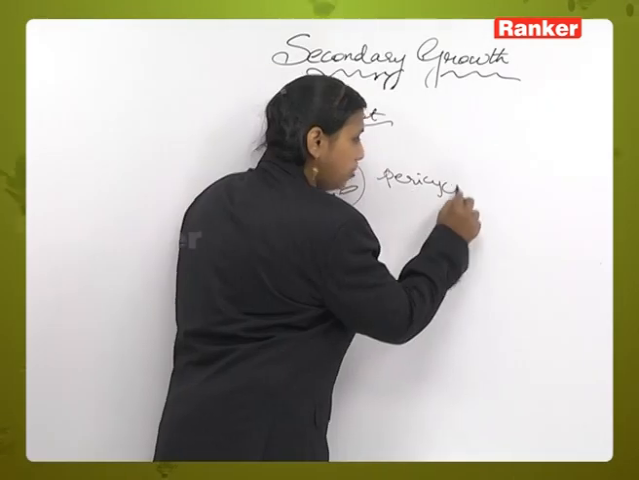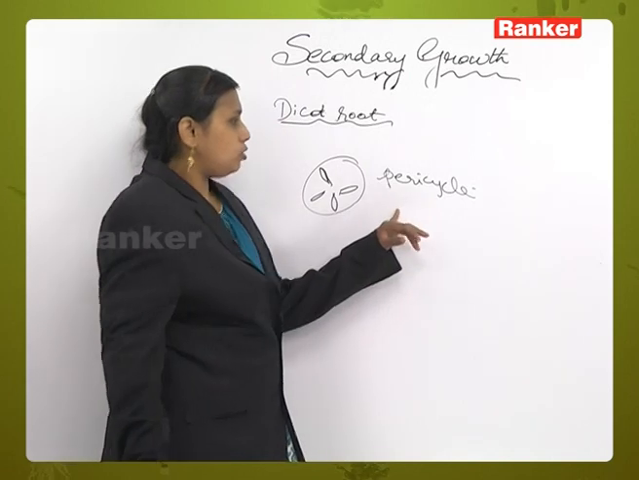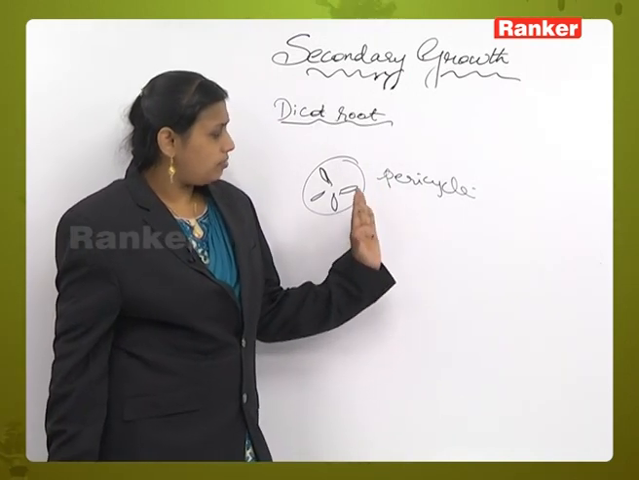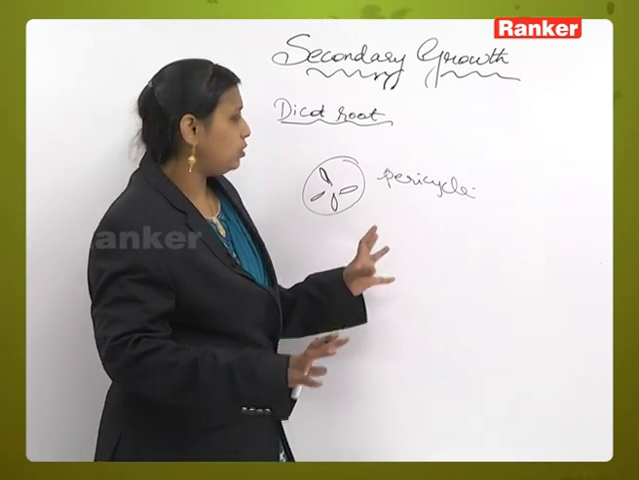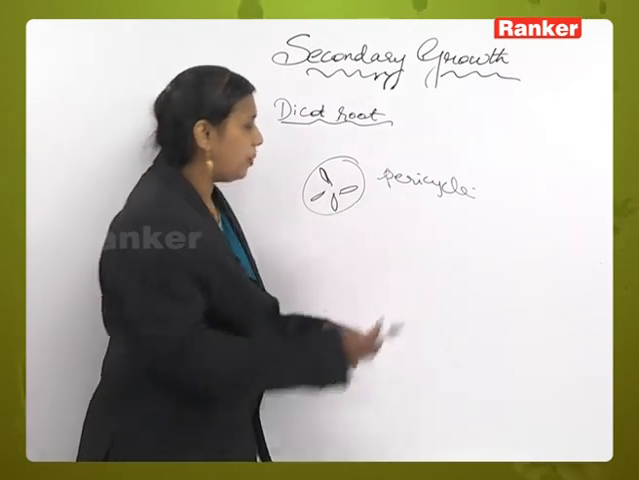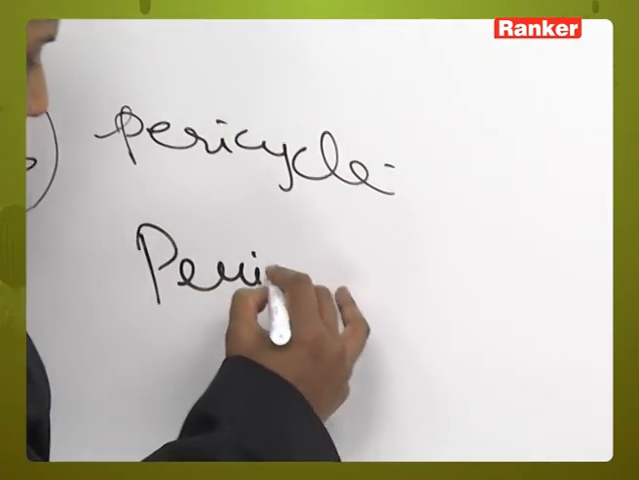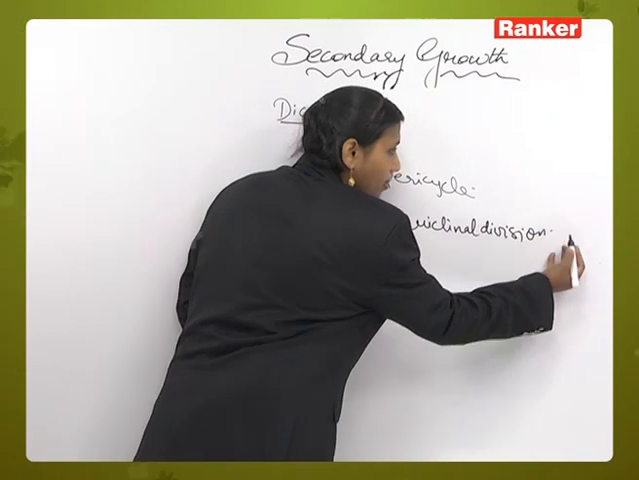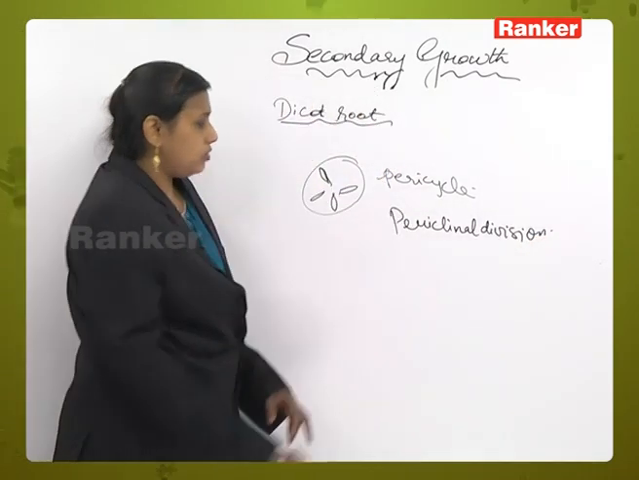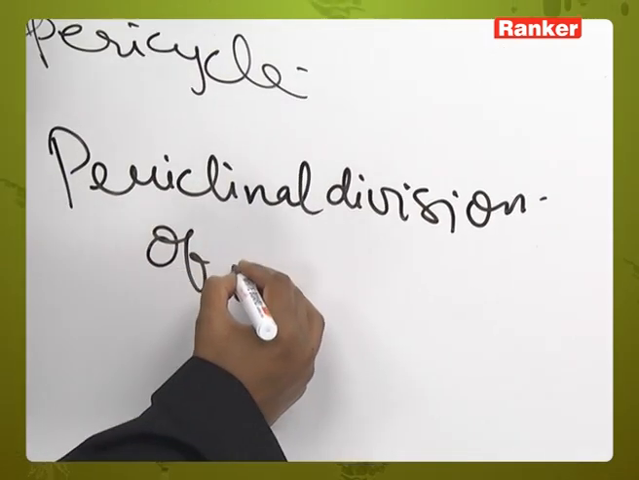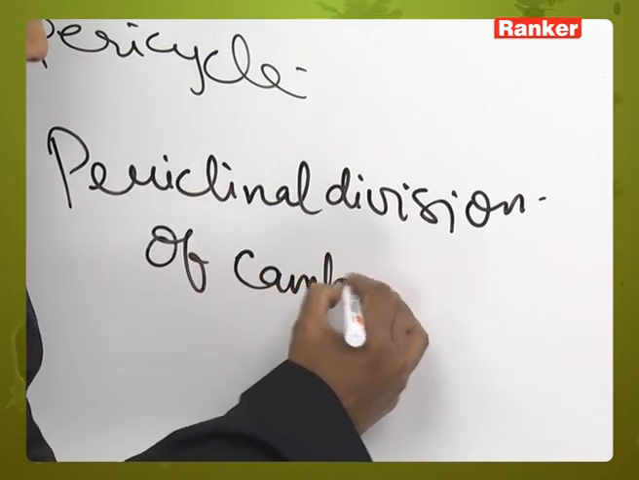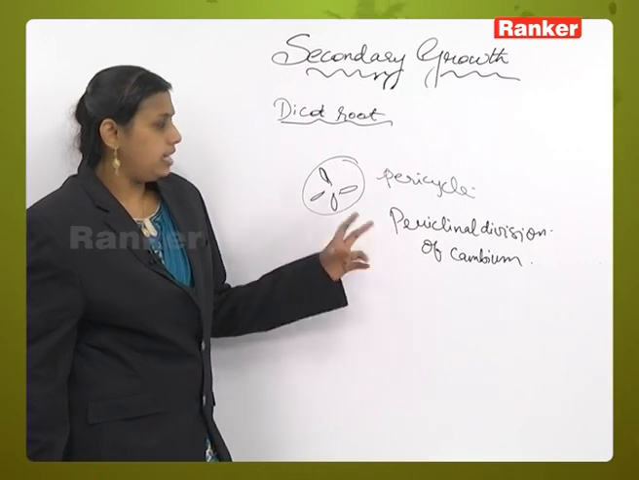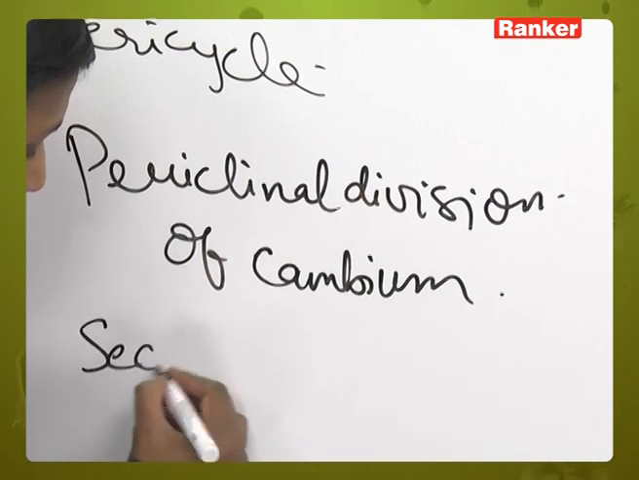Up to the pericycle they form, and the pericycle opposite to the primary xylem will undergo differentiation into the cambium. This cambial tissue undergoes periclinal division, and this may lead to the formation of secondary xylem towards the inner side and secondary phloem towards the outer side.